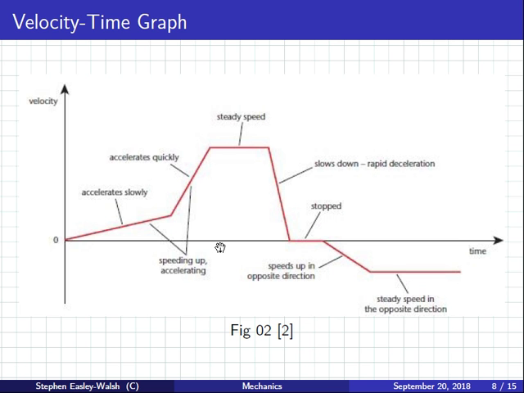So maybe that's what happened here. He's going slowly, and then he enters this road and goes very fast. But then what's happening here? Keep the speed. Why? Maybe he just achieved the top speed.